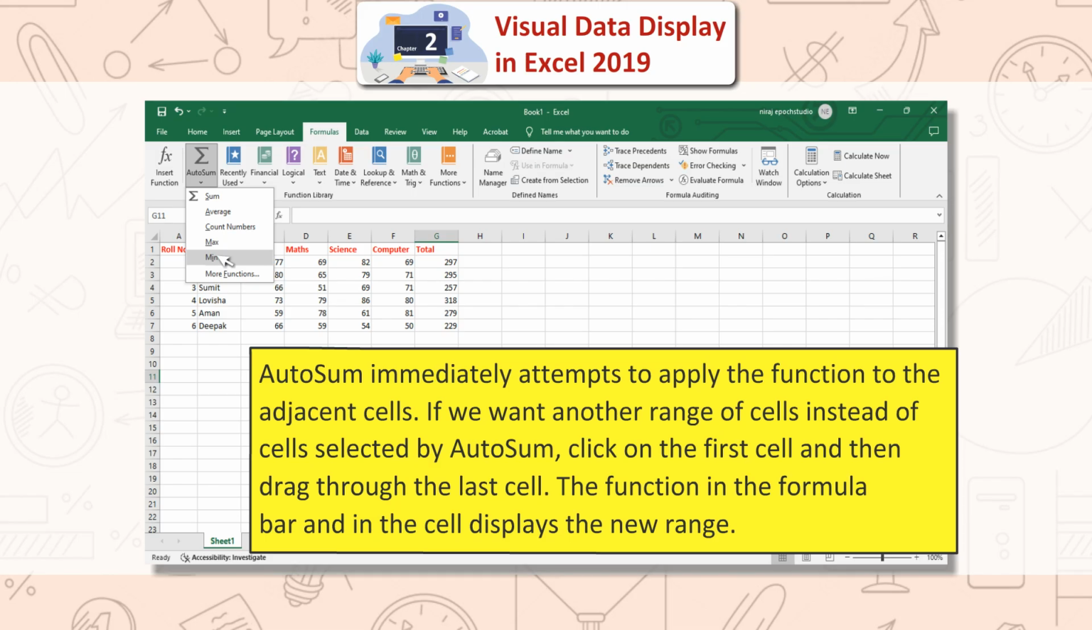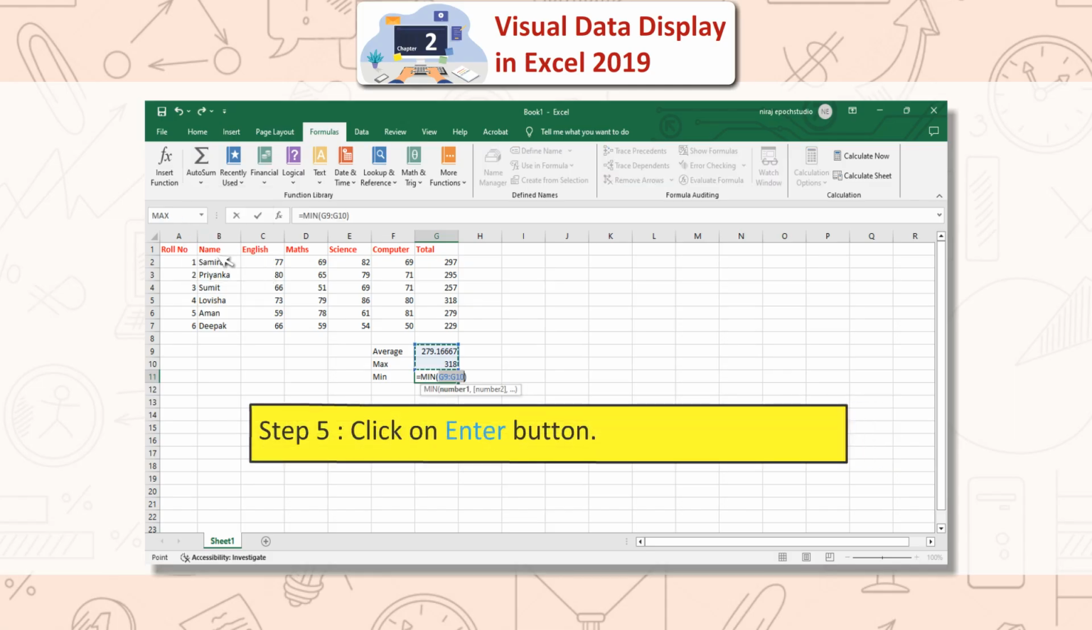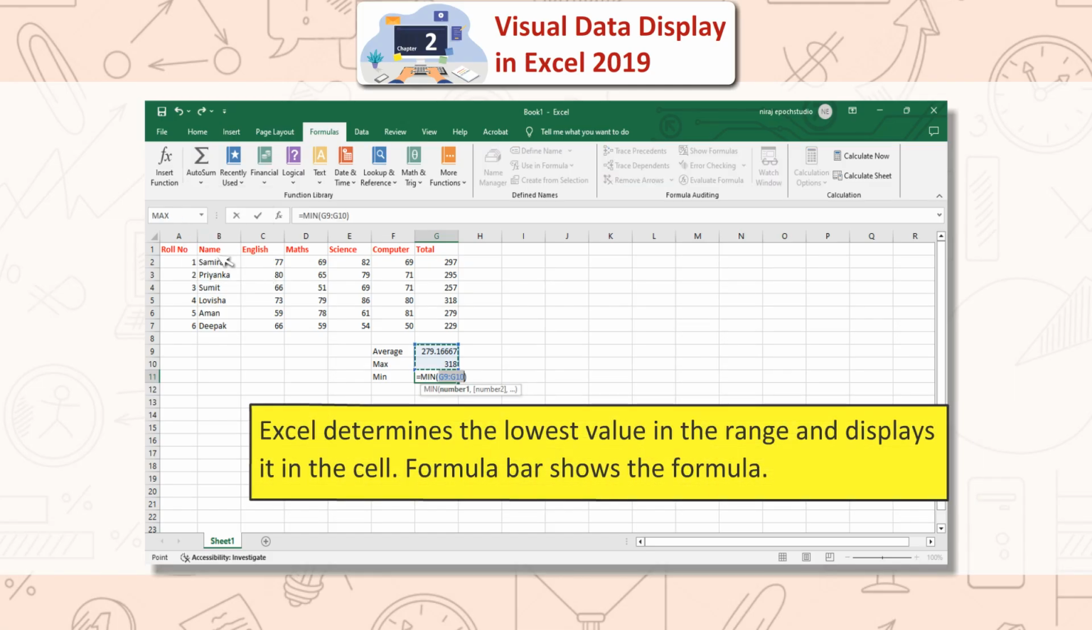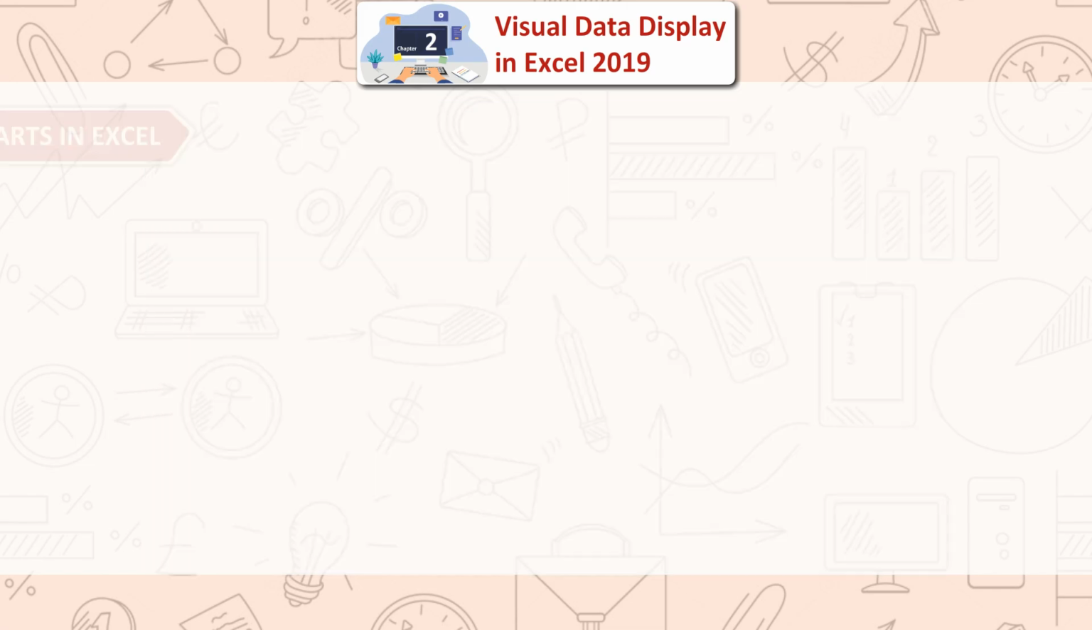If we want another range of cells instead of cells selected by AutoSum, click on the first cell and then drag through the last cell. The function in the formula bar and in the cell displays the new range. Step 5. Click on Enter button. Excel determines the lowest value in the range and displays it in the cell. Formula bar shows the formula.